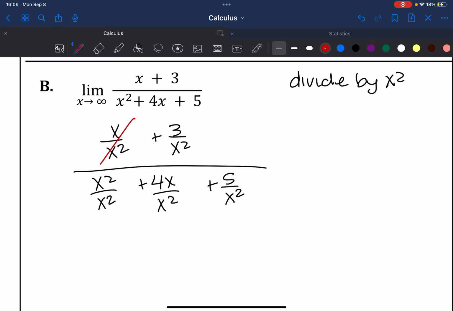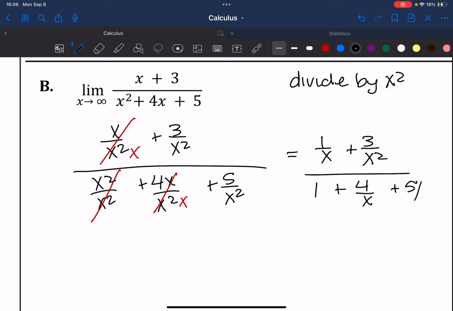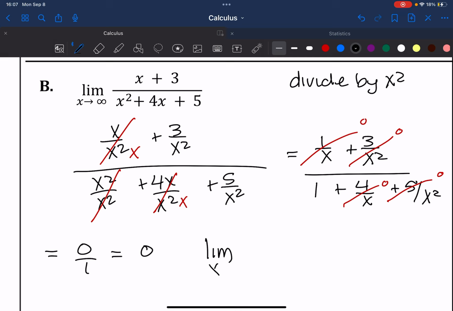Then I'm going to reduce, and I am left with 1 over x plus 3 over x squared over 1 plus 4 over x plus 5 over x squared. Since it's x approaching positive infinity, anything with an x on the denominator is going to approach 0, which means I am left with 0 over 1, which is equal to 0. So this tells me that the limit as x approaches infinity of f of x is equal to 0.